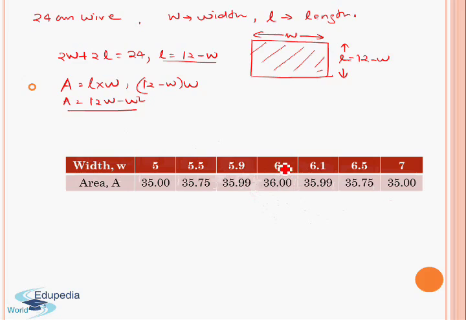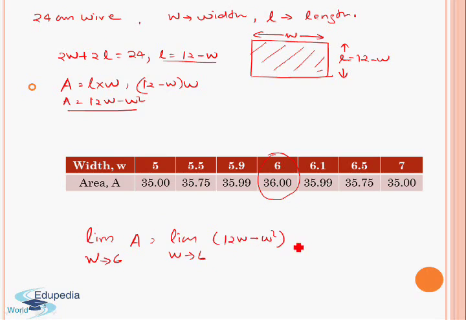When width W equals 6, we have the maximum area, which is 36 centimeters square. In limit terminology, you can say that the limit of A as W approaches 6 is 36. That is, limit W tends to 6, A equals 12W minus W square. So limit W tends to 6, 12W minus W square will be equal to this 36.